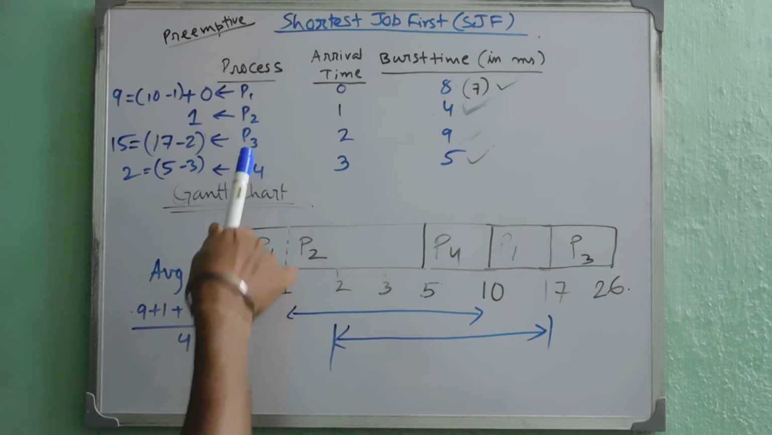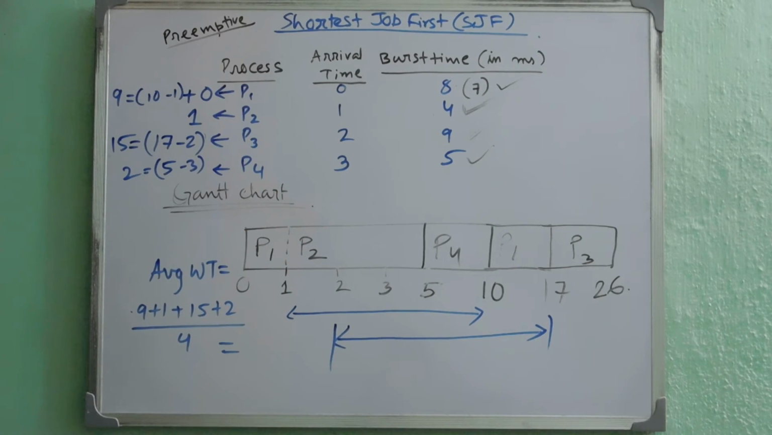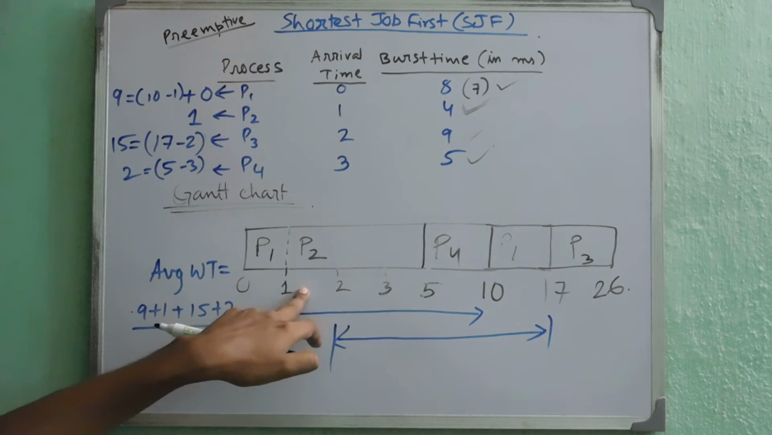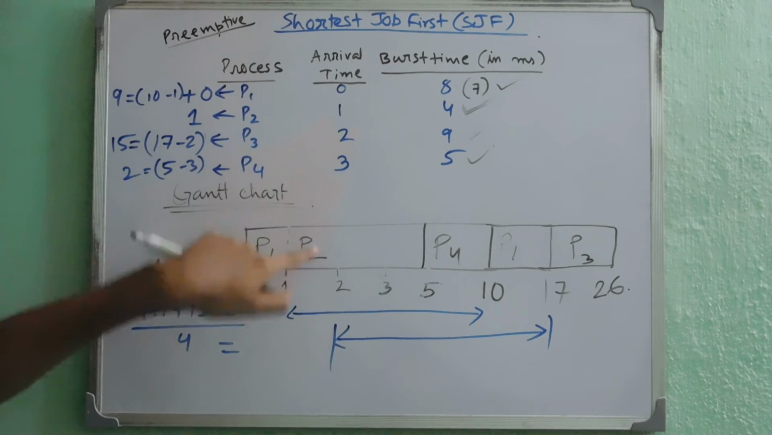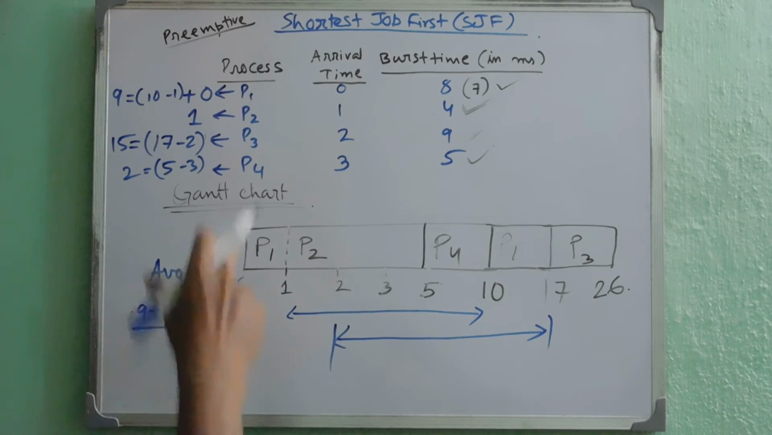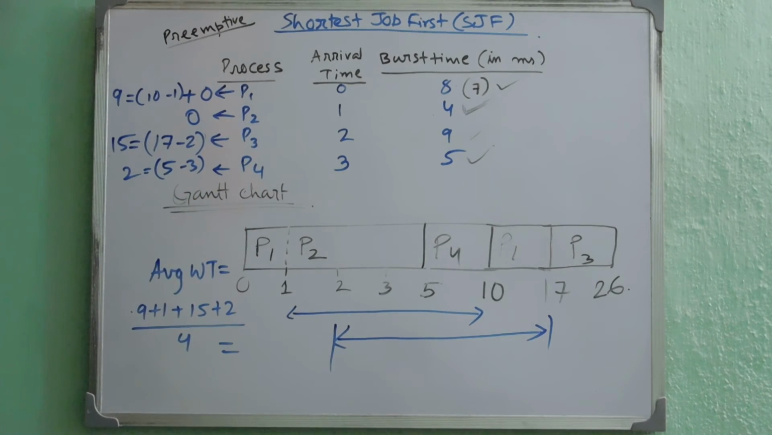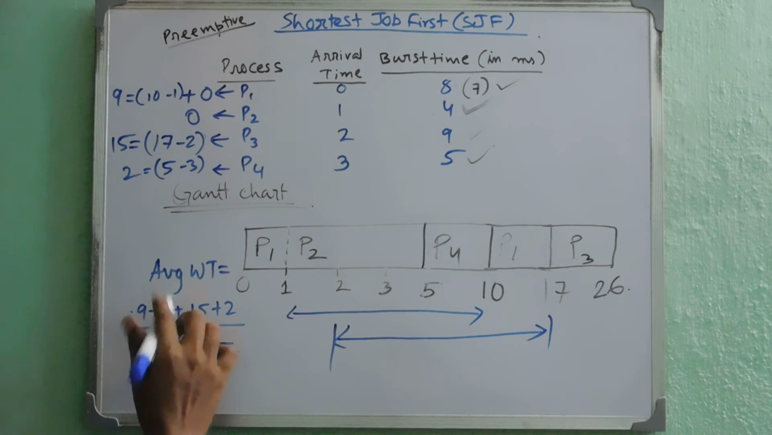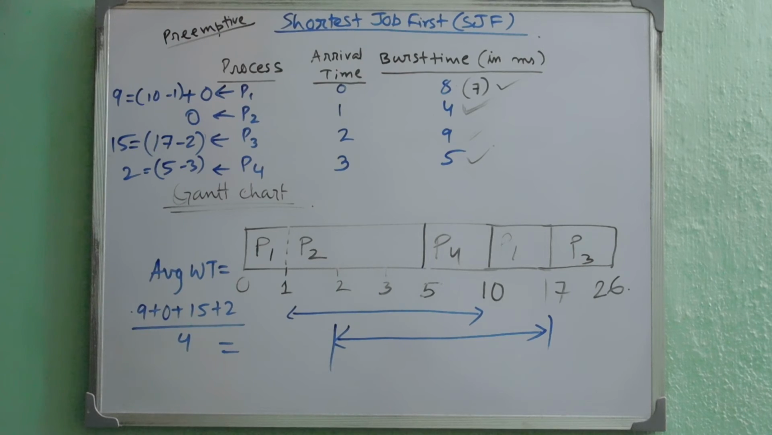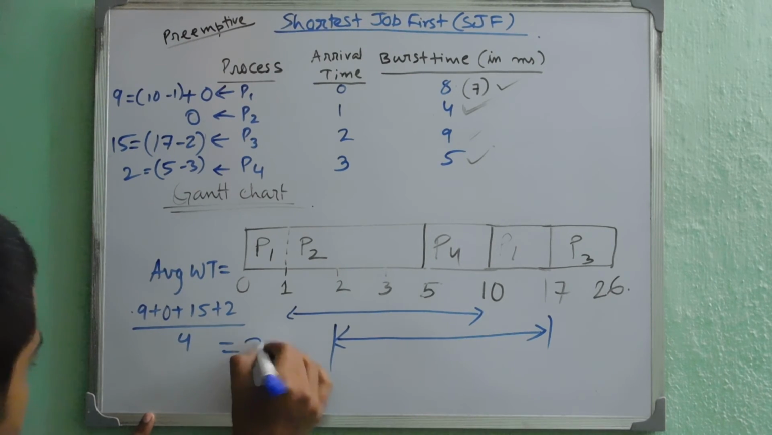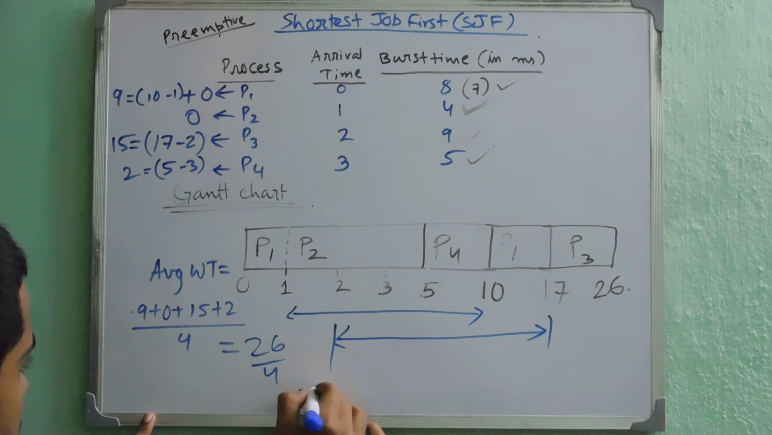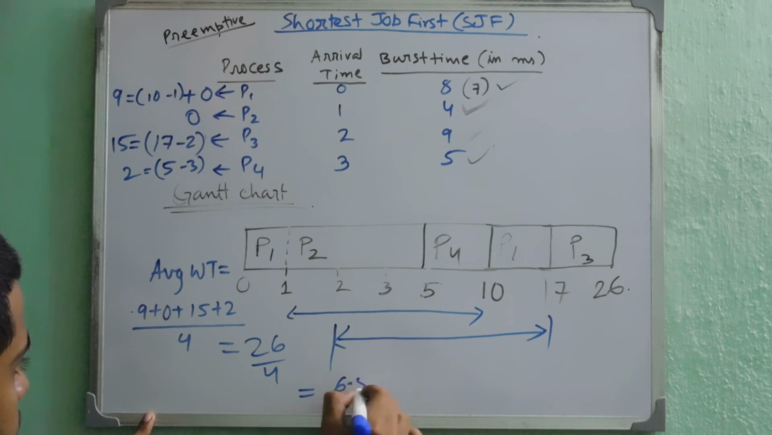sorry, I have made a mistake in P2, because P2 arrives at 1, and it got the CPU at 1 only. So the waiting time will be 0. It did not wait and got the CPU as soon as it arrived. So the average waiting time will be 26 by 4, which is equal to 6.5 milliseconds.